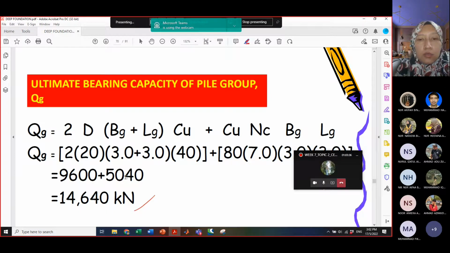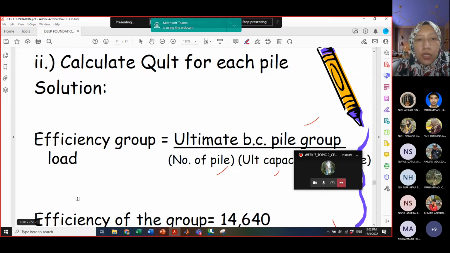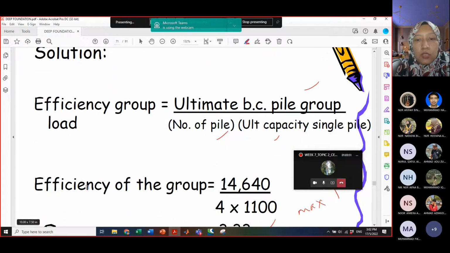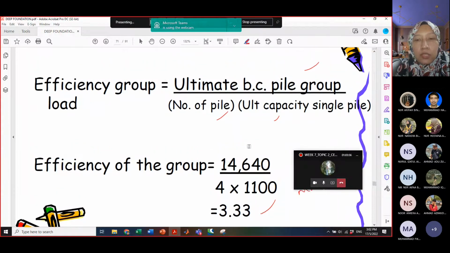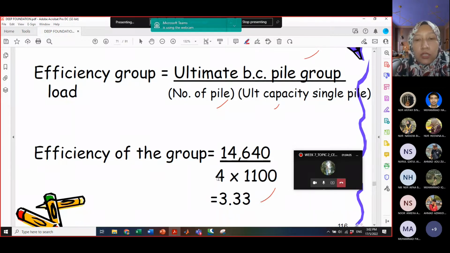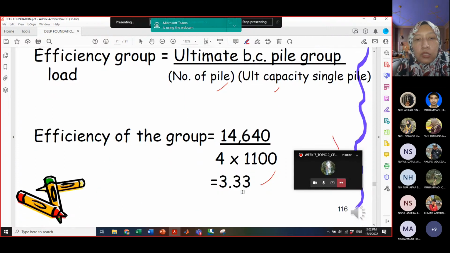So you substitute into the formula. So finally, what we can have is that the pile group bearing capacity is 14,640 kilonewton. From there, you can estimate the efficiency of the pile group. So the efficiency of the pile group is equal to 3.33. How do we get that one? First, just now kita dah calculate kan ultimate bearing capacity of the group pile is 14,640 bahagi dengan number of pile is 4. Individual pile is 1,100 kPa. So finally kita akan dapat 3.33.